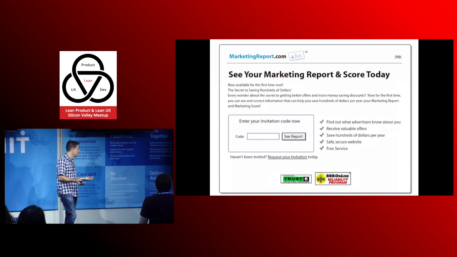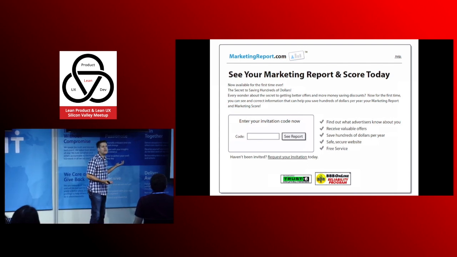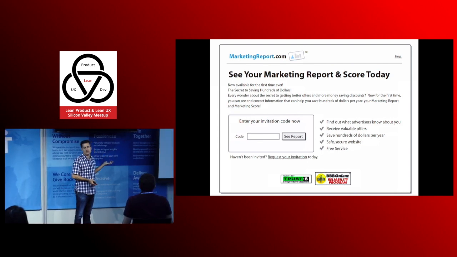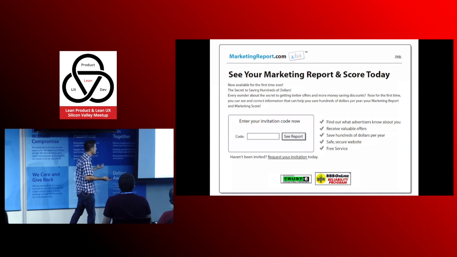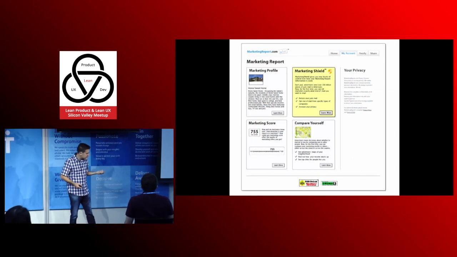Here's marketingreport.com. Here's the homepage. I'd call it medium fidelity. You know, it's not a crude balsa sketch, but we also didn't put a lot of time and effort into worrying about making it look really pretty. That was that. And then when you clicked in, this was kind of like the main page.